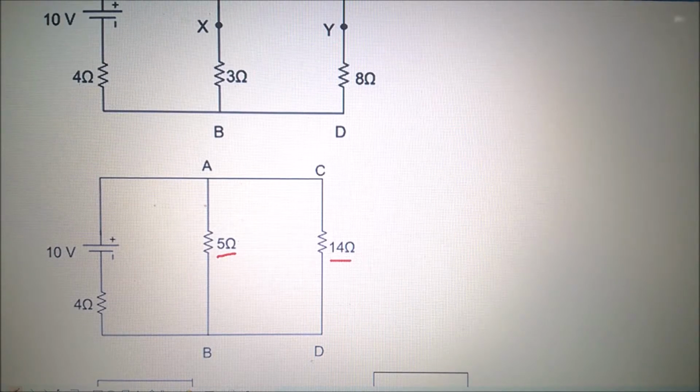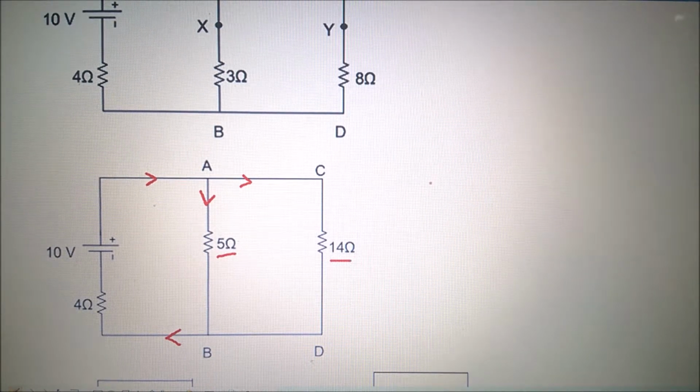Now you can see that the resistances 5 and 14 are in parallel. The main current I through the battery is divided into two parts. One part goes to AB, another part goes through CD, and these two currents again combine and come back to the battery, flowing through the battery. Therefore, the branches AB and CD are in parallel.